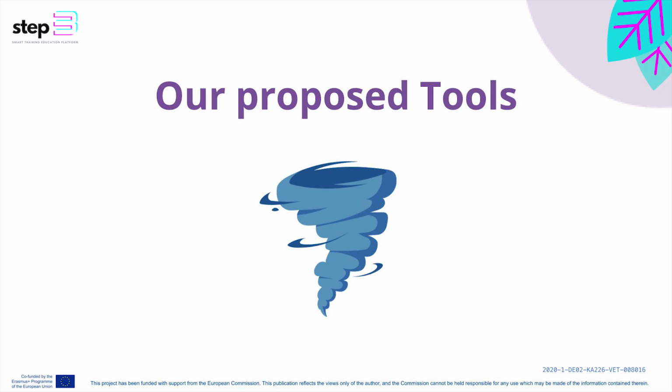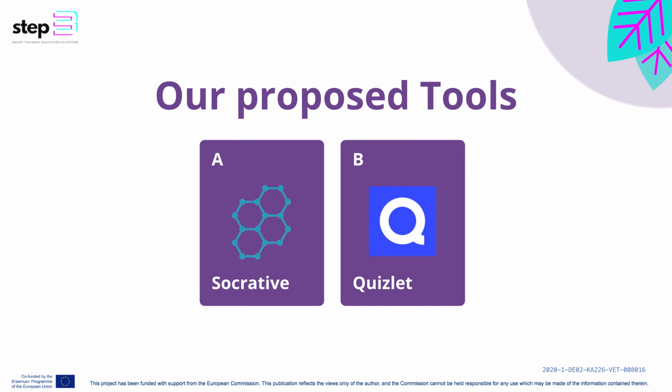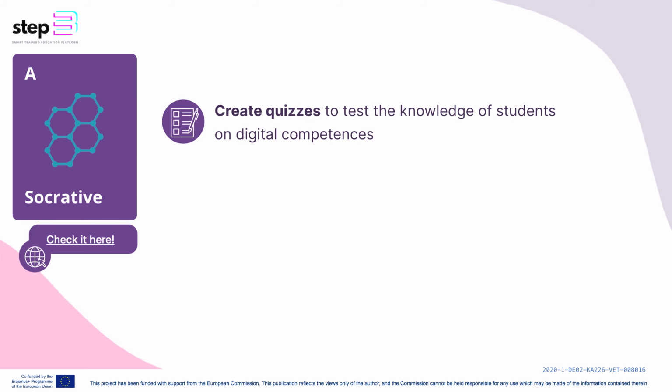This is where two wonderful tools will help your students, Socrative and Quizlet. The tools were chosen because they are great for creating quizzes and assessments, which are very effective at finding and filling the gaps in digital competence areas. Socrative is a tool that comes up easily in mind when the goal is finding one's knowledge gaps. For our purposes, the primary feature of Socrative is creating quizzes to test the knowledge of students on digital competencies.